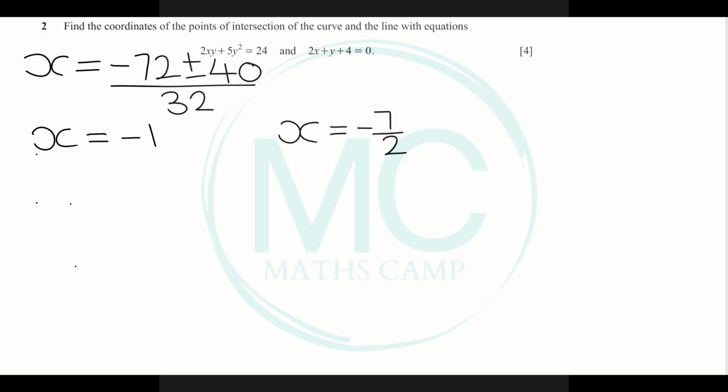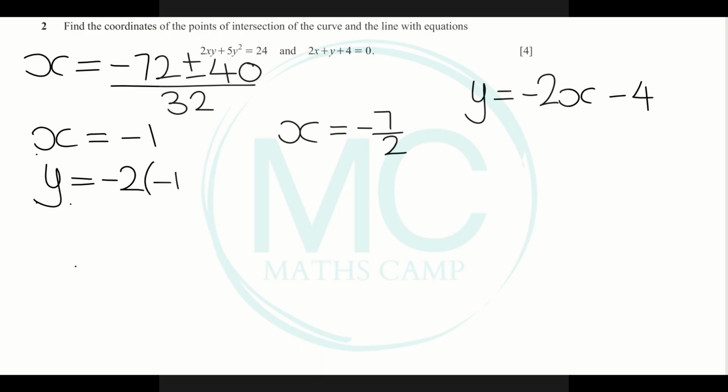Earlier on, we rearranged the equation for the line and made y the subject. And we got y is equal to negative 2x minus 4. We can now use this equation to find the respective y coordinates. So let's find y when x is negative 1. So we can say y is equal to negative 2 multiplied by negative 1 minus 4. Negative 2 multiplied by negative 1 is positive 2. Minus 4 gives us negative 2. So the first point has coordinates negative 1, negative 2.